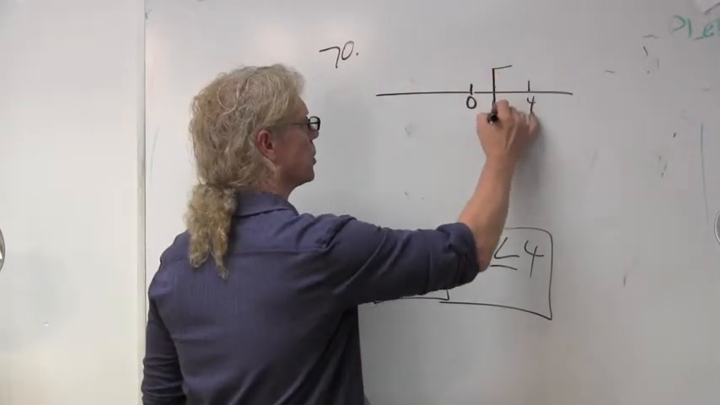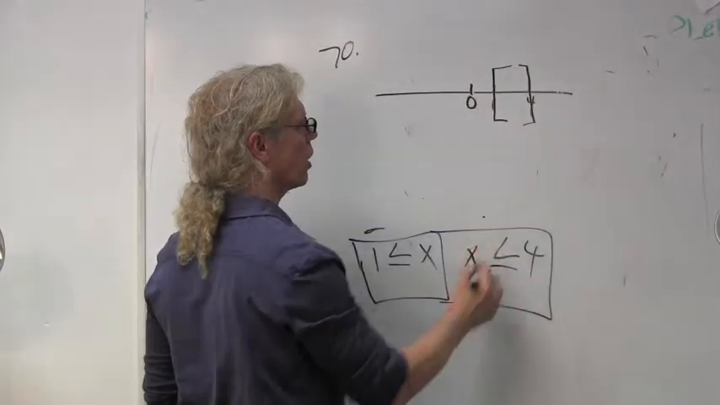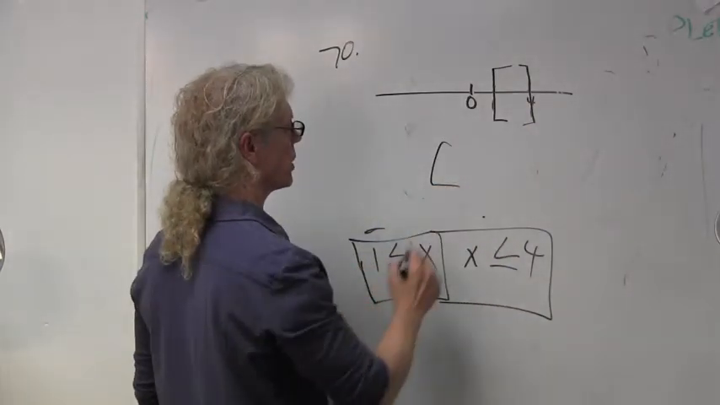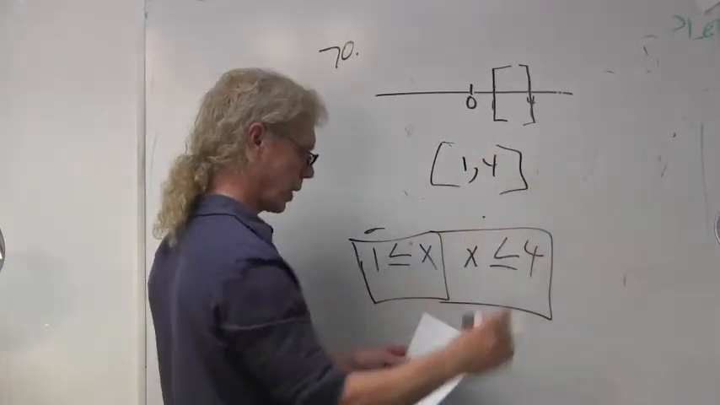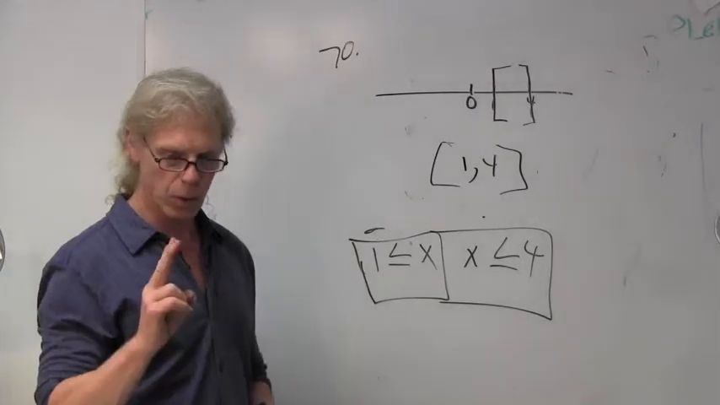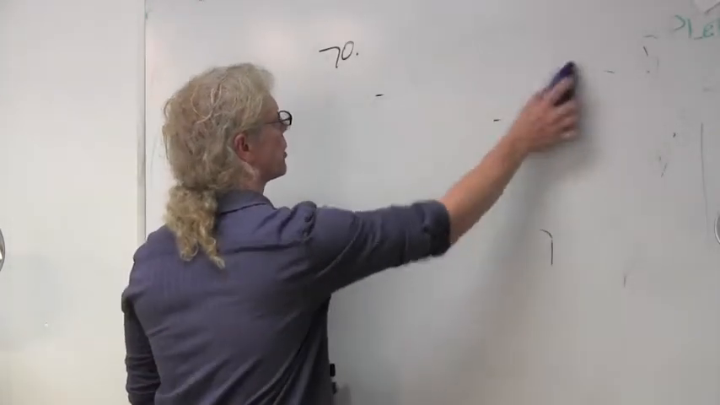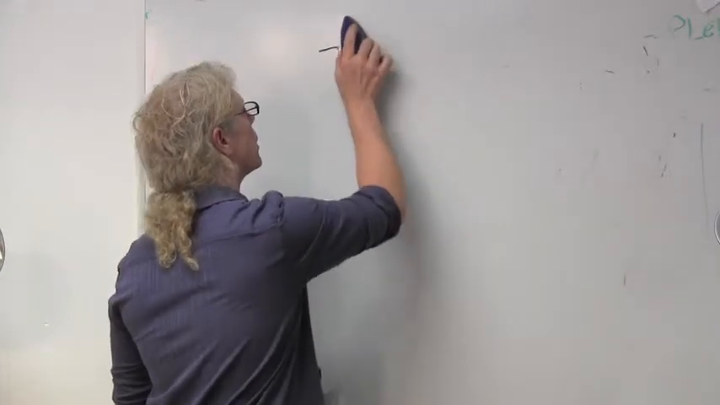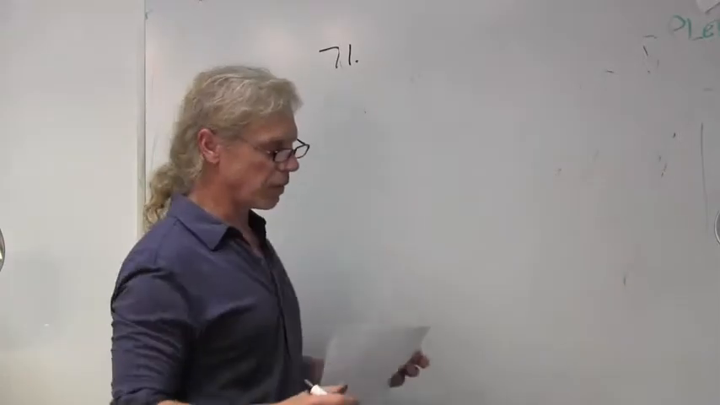So x is greater than or equal to 1. X is less than or equal to 4. Interval notation, we have a bracket, we have a 1, we have a 4, we have a bracket, and we are done. Number 70. Okay, so we've successfully completed 2 of those problems, which I think were a little confusing for some of us. 71.